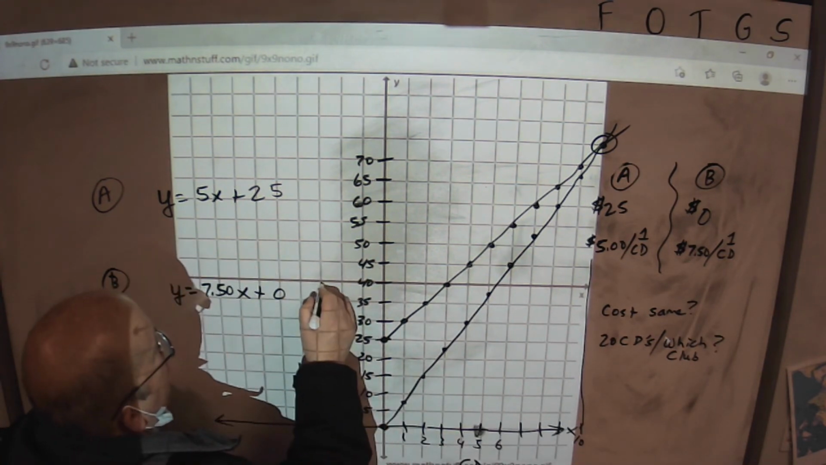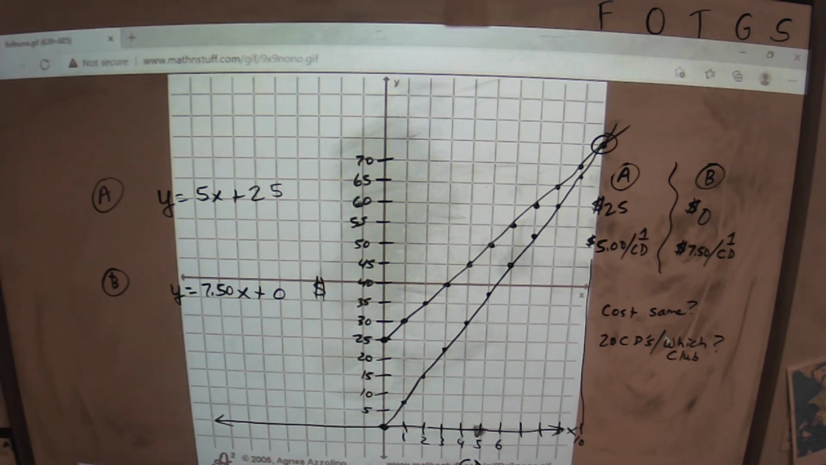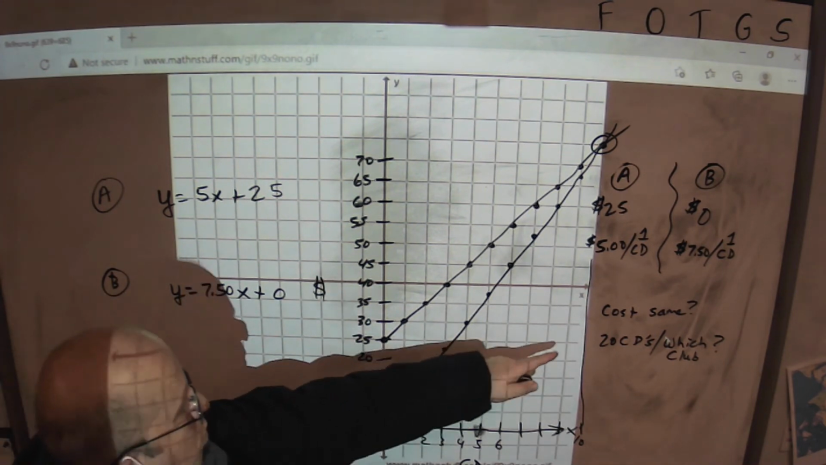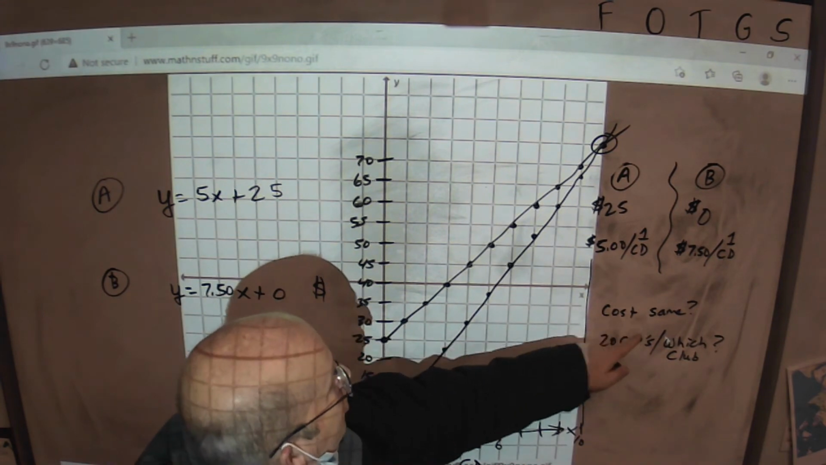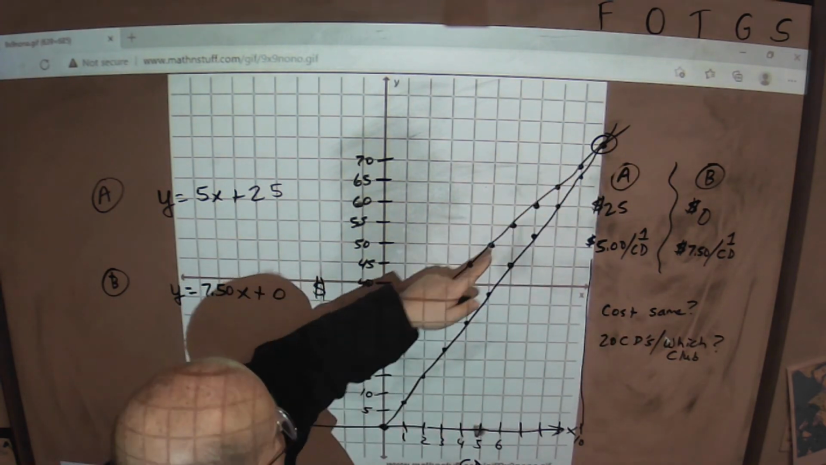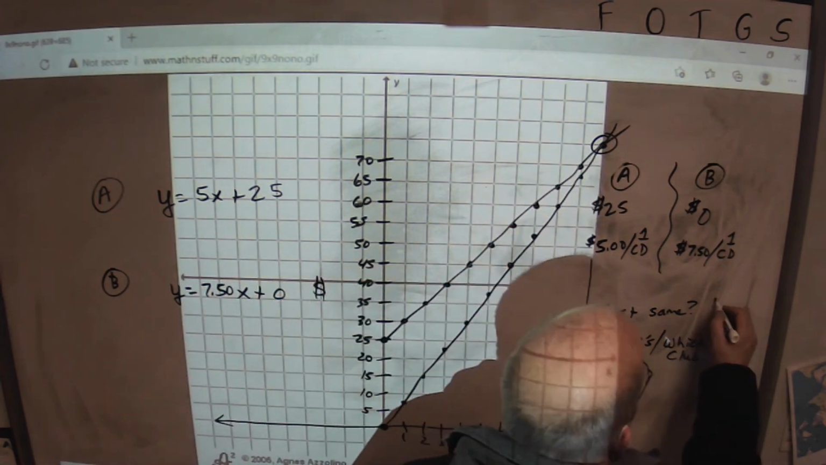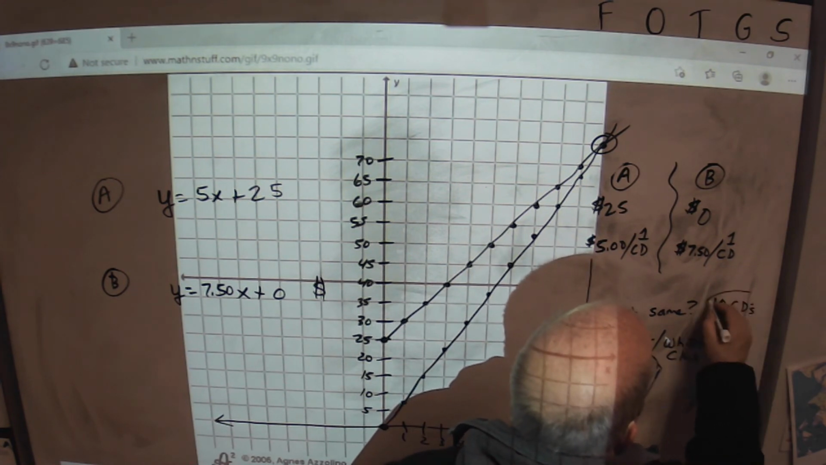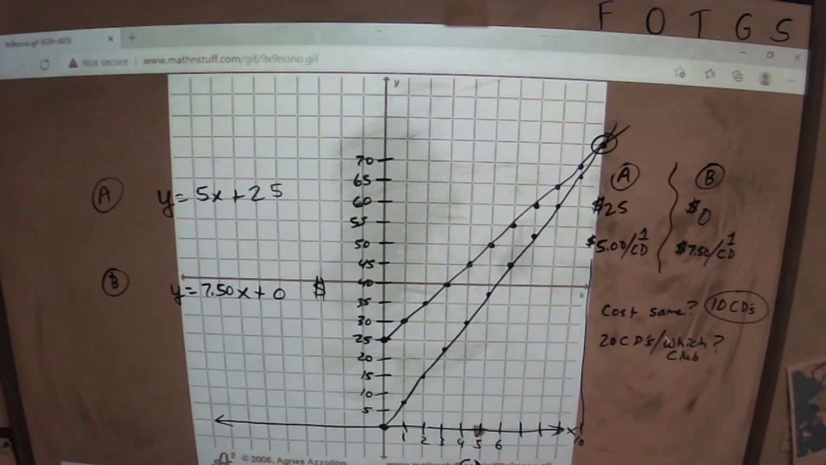And over here, this is money, right? So at what point do the programs cost the same? They cost the same where they meet. And so that's when we buy 10 CDs. That's when the cost is the same.